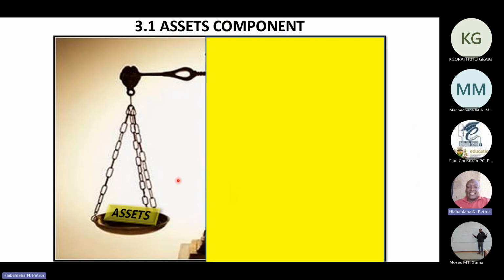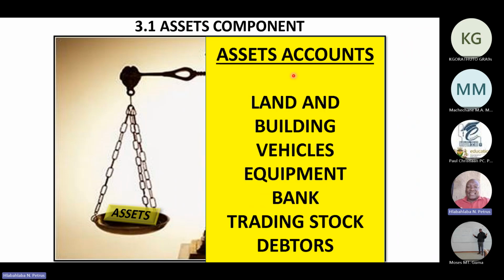Now, what is very, very important, learners, is here when we talk about the assets. What are the assets accounts? Because every time when we talk about the assets, you must know what are those accounts that fall under assets. The accounts that fall under the assets, we refer to them as land and building, vehicle, equipment, bank, trading stock, and debtors. These are the accounts that fall under the assets.